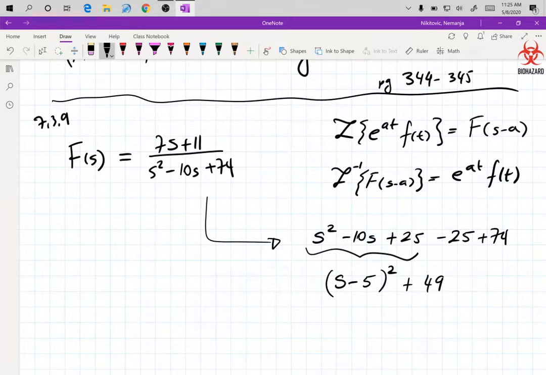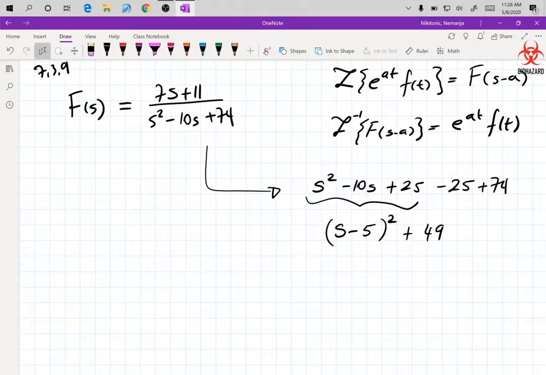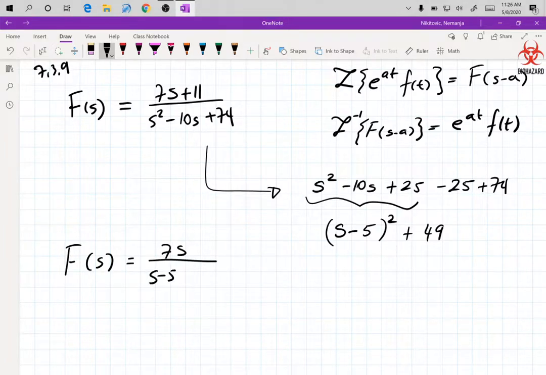49, right? That looks like 49 to me. Yeah, if I do plus 5, then it becomes 79 minus 30. Good. All right, so now I have the new denominator for my f of s, and I have 7s over s minus 5 squared plus 49. You can also write it as 7 squared, plus 11 over s minus 5 squared plus 49.